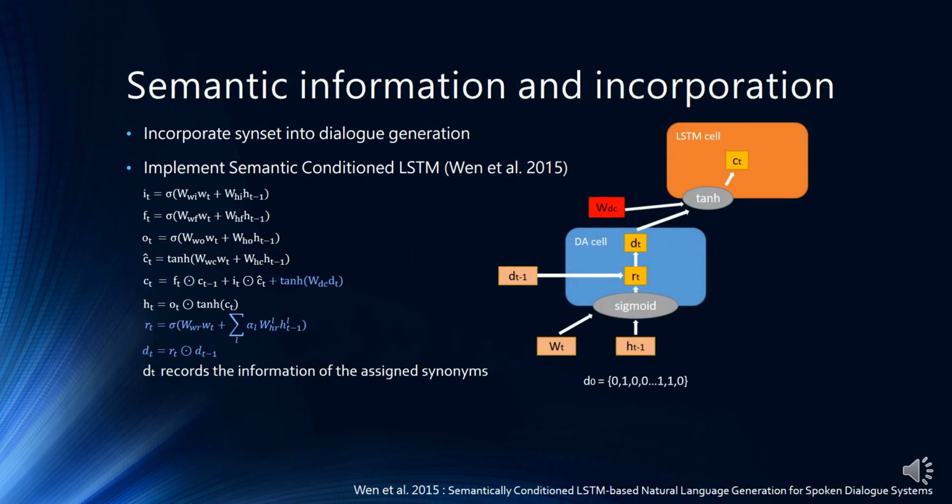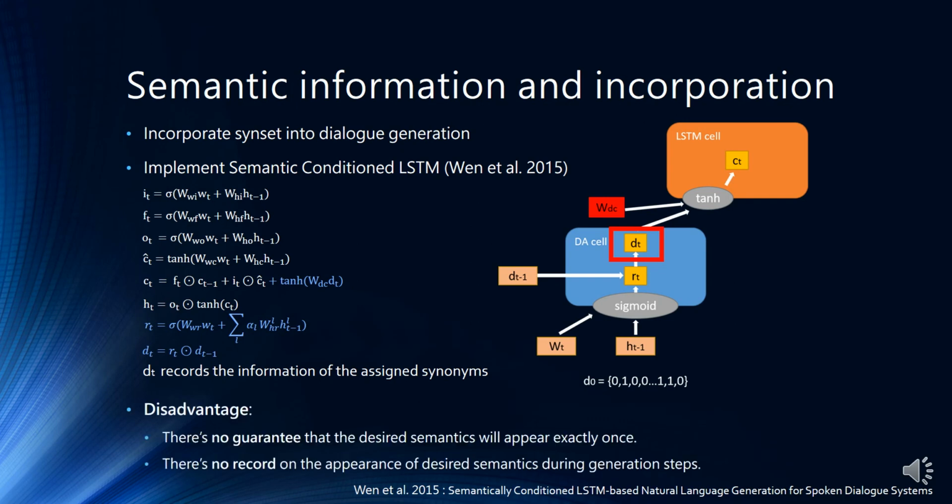Later, we try to incorporate synsets into dialogue generation. We implemented semantic condition LSTM, which was proposed by Wen et al. in 2015. An extra vector DT was introduced to the original LSTM to record the information of the assigned dialogue act in the original paper, and we used it to record the assigned synonyms. However, the vector DT still does not guarantee that the desired semantics will appear exactly once, and also, there is no record of the appearance of desired semantics during generation steps.